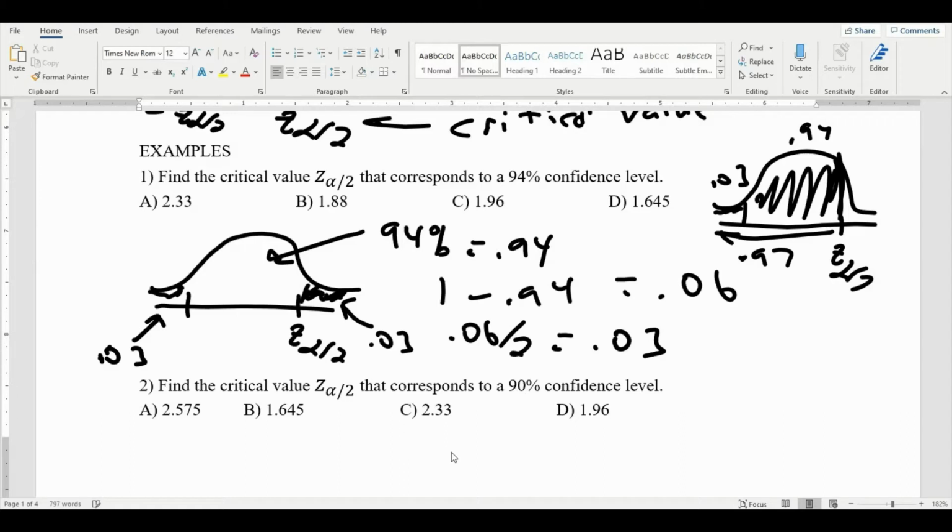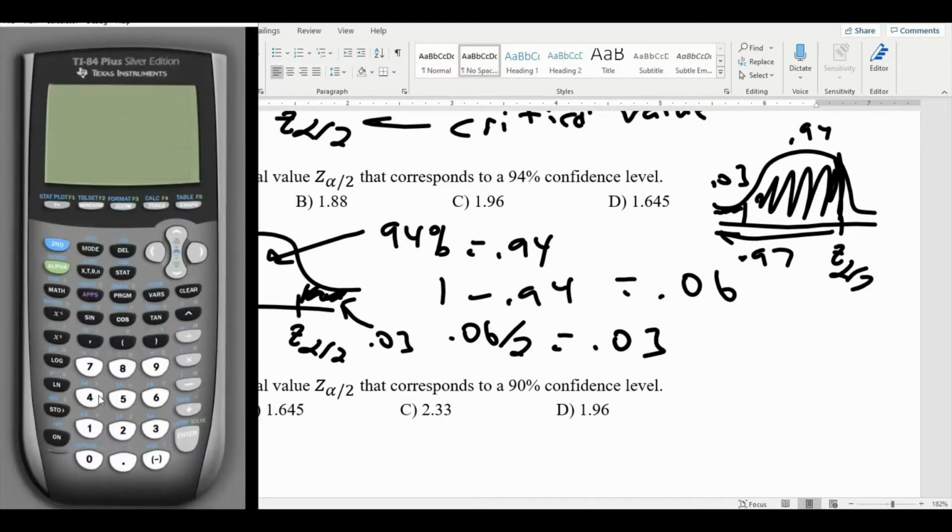I'm not going to do that. There's a faster way. Calculator. I'm also going to use StatCrunch. Calculator is always area to the left. Keep that in mind. So I'm going to go to second vars. This one has an inverse norm, and they all do. So does the TI-83. That's number 3.